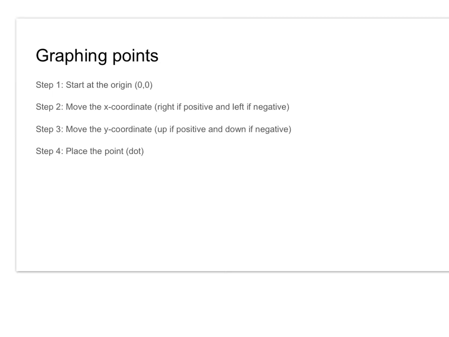So when you're graphing, step 1 is you want to start at the origin. Remember, the origin is the point where the two axes intersect, and that point is (0, 0). Step 2 is you're going to move the x-coordinate: right if it's positive, left if it's negative. Then your third step is move the y-coordinate: up if it's positive, down if it's negative. And then your last step is to place your point. So that should be a reminder. We covered it earlier in the year and last year.